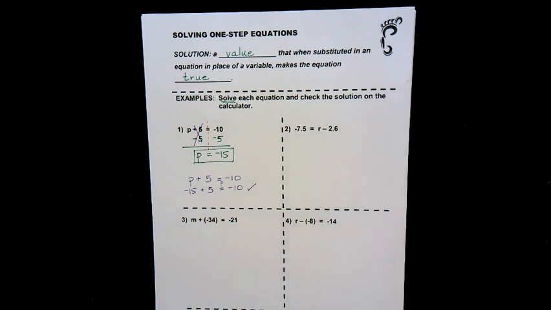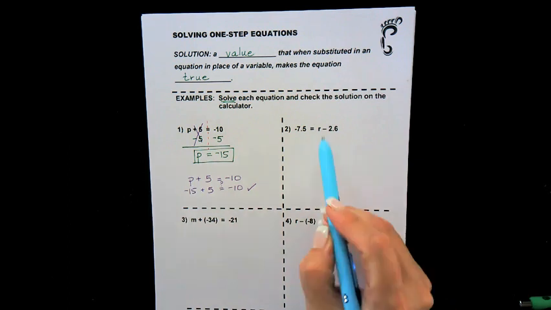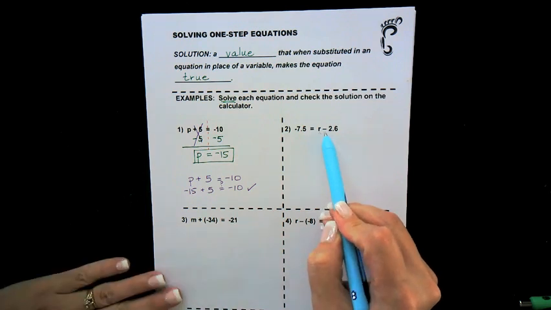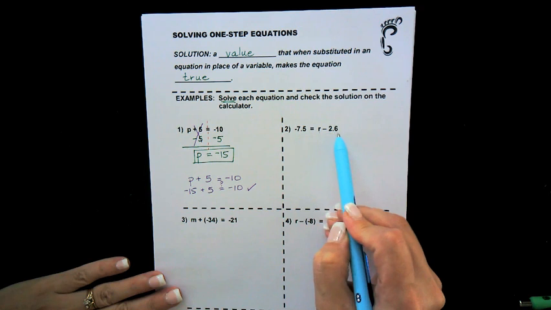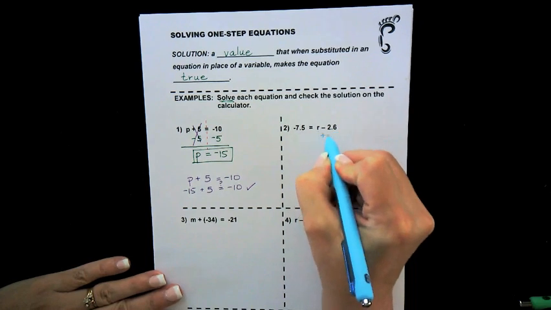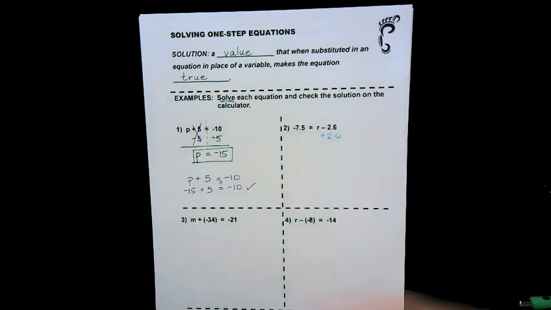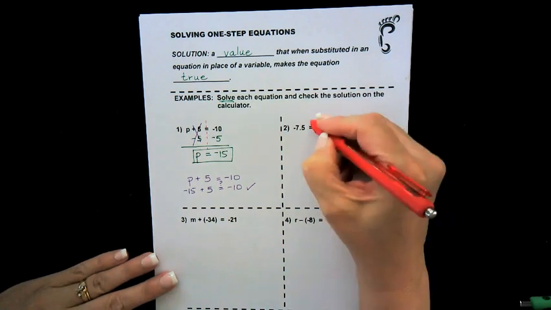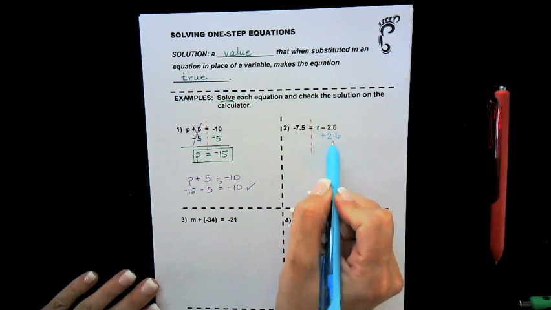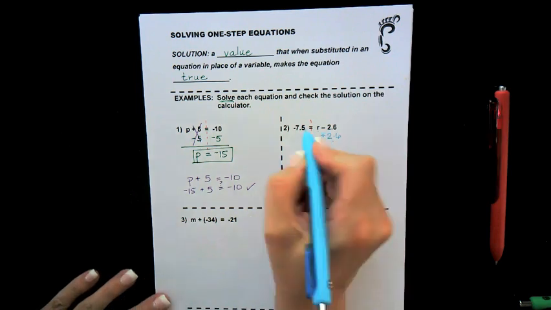All right. Now let's look at problem number 2. I want you again to focus in on that variable. This time it's an R. Ask yourself, what's happening to the R? It's being subtracted by 2.6. So we're going to do the opposite of subtracting 2.6, which is to add 2.6. And remember, we have that imaginary line happening at the equal sign, so whatever we do to one side of that imaginary line, we've got to do to the other side.